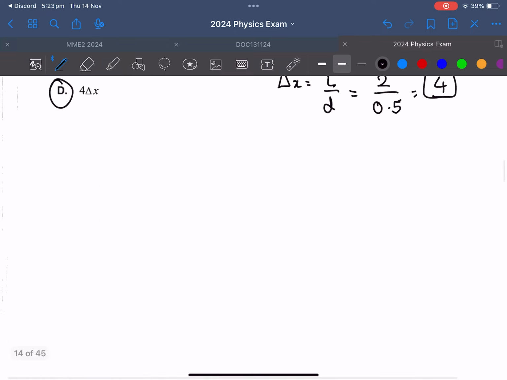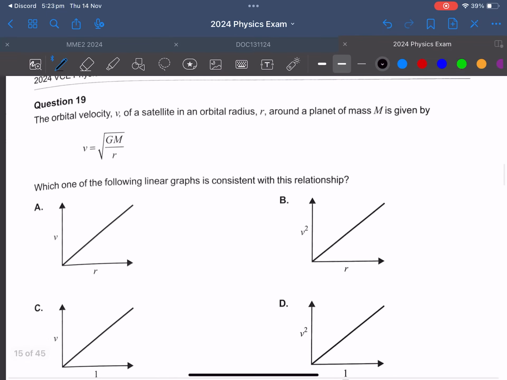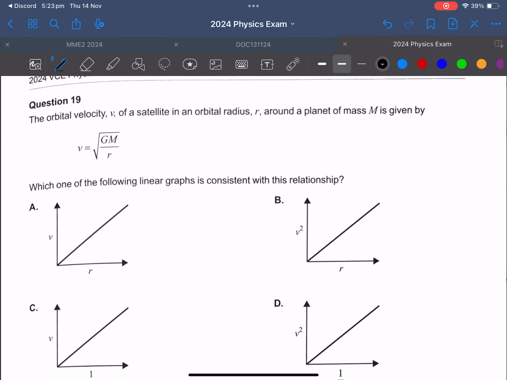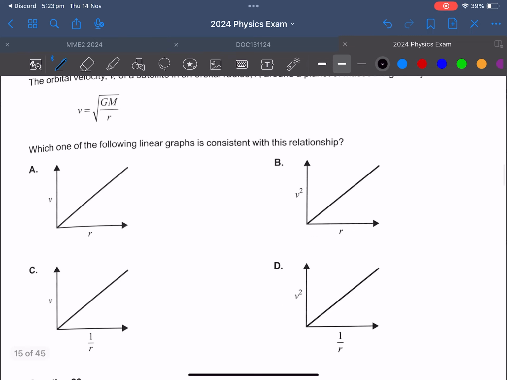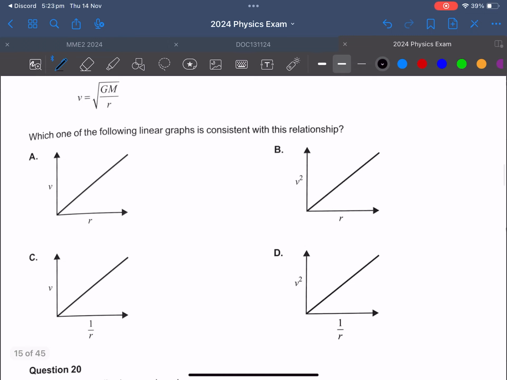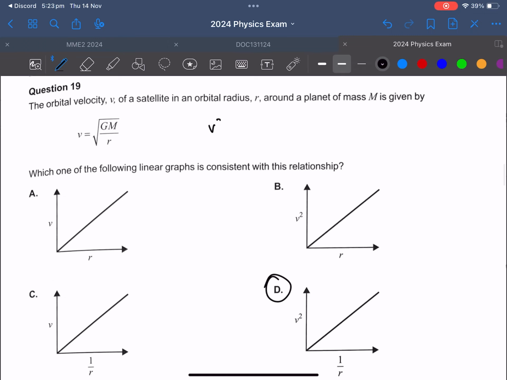Alright, question number 19. The orbital velocity of a satellite in an orbital radius r around a planet M is given by this. Which one of the following linear graphs is consistent with this relationship? Well, it's just going to be D, pretty much, because if we square it, we'll get v squared, and GM is just constant. So D makes the most sense.